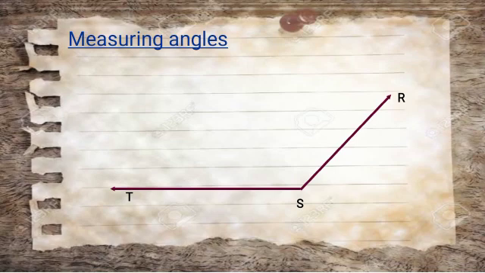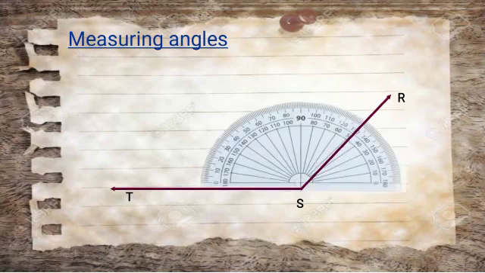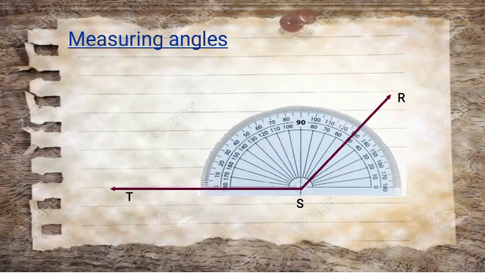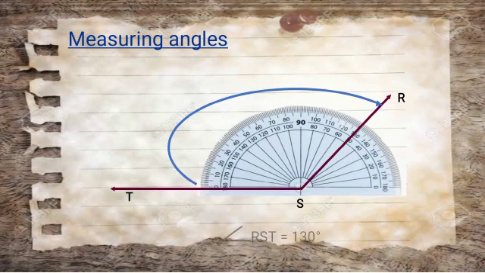Now again one more angle is given. The same method you have to follow. Put the center of the protractor on the vertex S. Again here the position is on the left hand side. So we are going to start from the left hand side, and you are going to mark that.